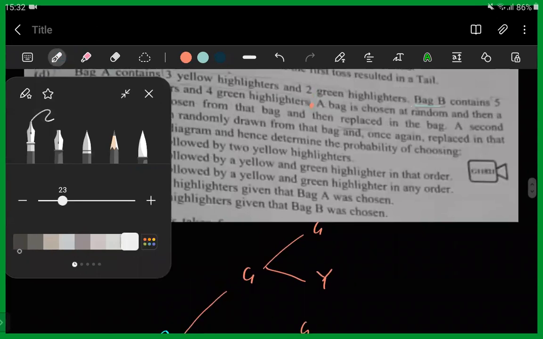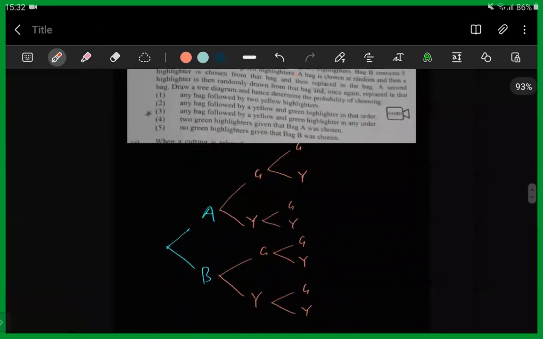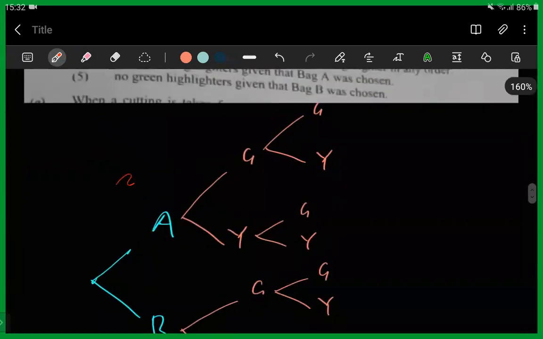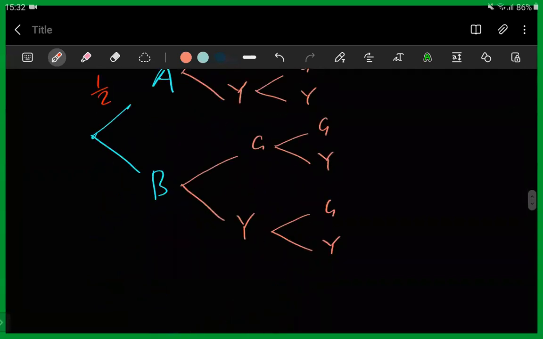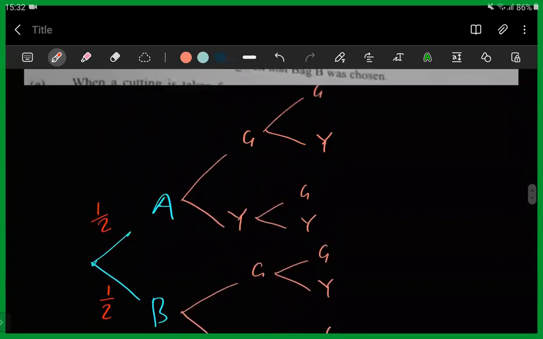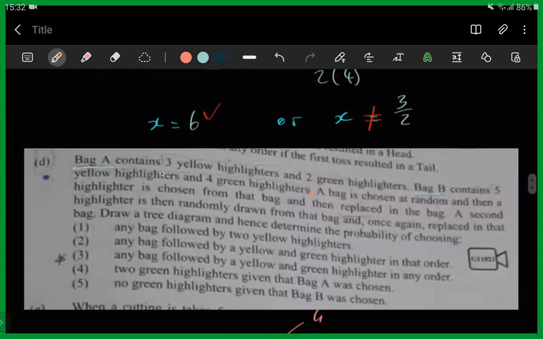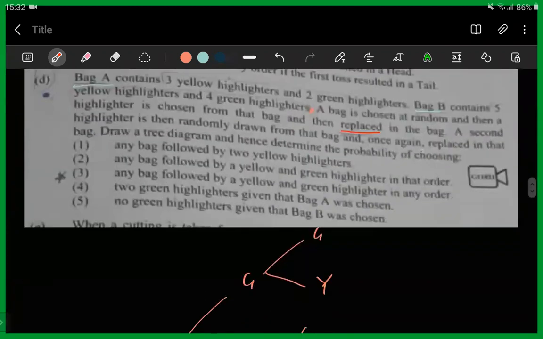So now let's put in our probabilities. The probability of choosing bag A is just 1 out of 2 bags. Bag B is also 1 out of 2 bags. But inside bag A, there are 3 yellow and 2 green. Here they said you replace everything when you take it: you choose a highlighter and replace it, then a second one is chosen at random and replaced in that bag also.